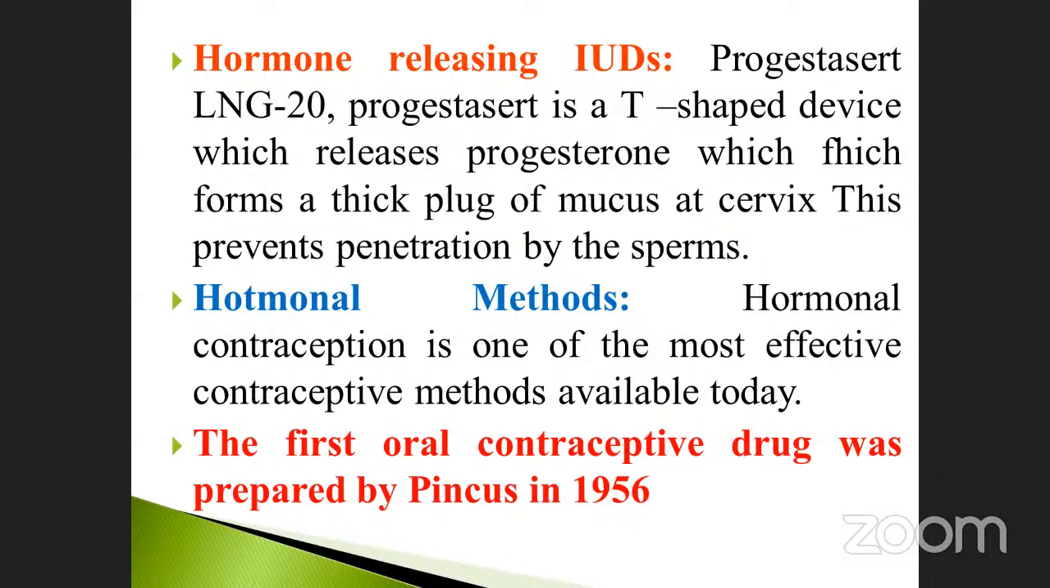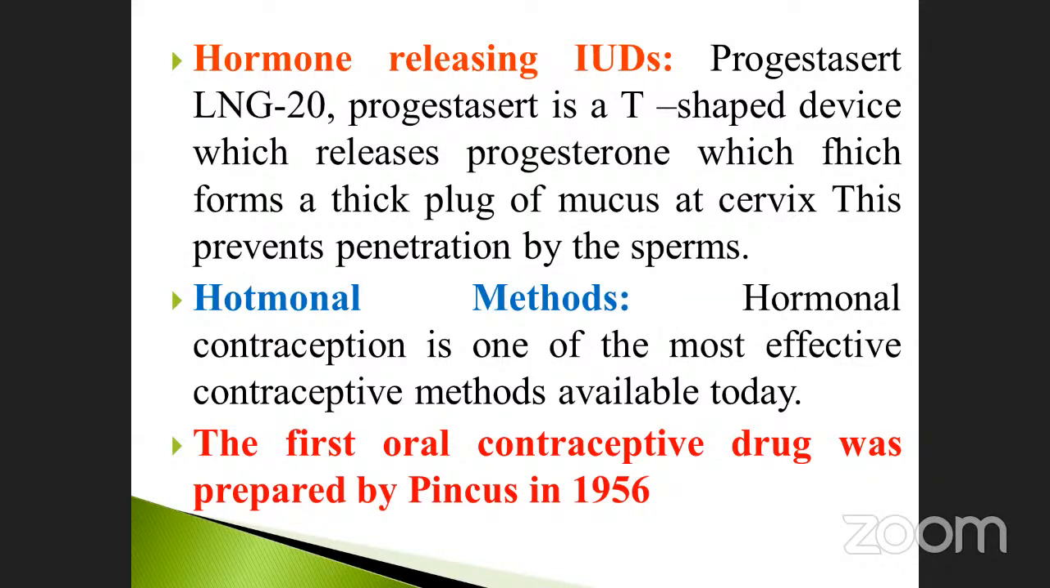This is another method, the hormonal method. Sorry, there is a spelling mistake here. It is otherwise called the hormonal method. Hormonal contraception is one of the most effective contraceptive methods available today. The first oral contraceptive drug was proposed by Pincus in 1956. A contraceptive is nothing but tablets or something else. This was the first prepared oral contraceptive. Pincus in 1956, this is very, very important.